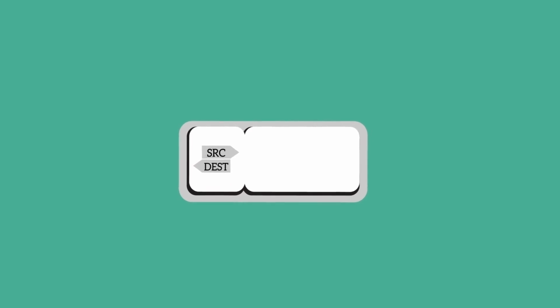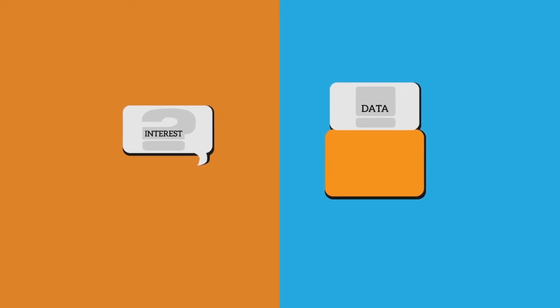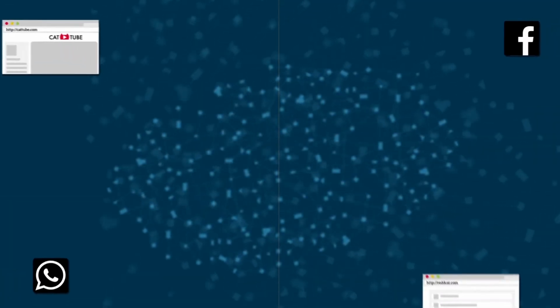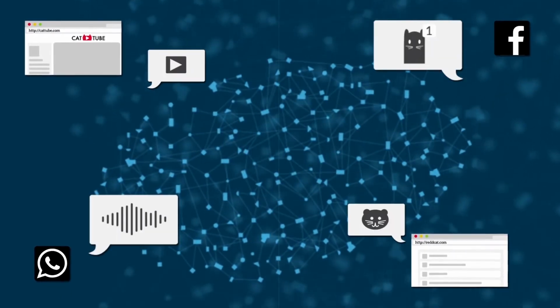IP sends packets from a source address to a destination address. In NDN, there are two types of packets: interest and data. An interest packet requests data by name. A data packet contains that named content, along with a digital signature, and is sent in response to an interest. NDN enables an app to ask the network for what it wants, without worrying about where the data is stored.